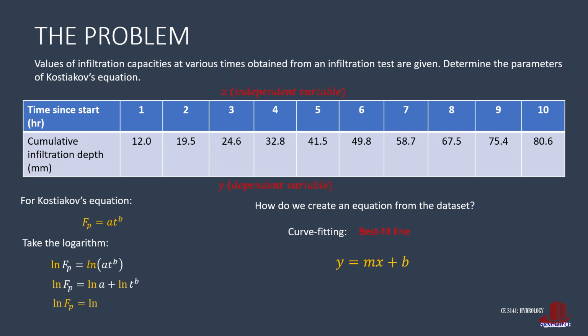Then, with the power rule, we can rewrite the second term, making ln of f sub p equal to ln of a plus b multiplied by ln of t. Now we have two terms combined by a plus, similar with the line formula. So we can then take y as ln of f sub p and x as ln of t. These are the two parameters we need in curve fitting.